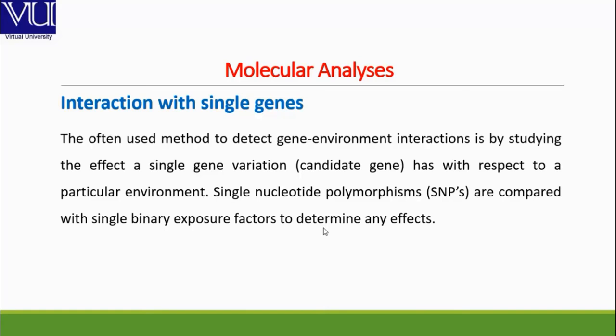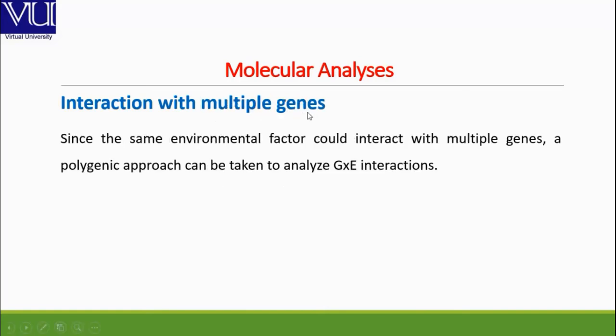The next is interaction with multiple genes. Since the same environment factors could interact with multiple genes, a polygenic approach can be taken to analyze GxE interaction. A polygenic score is generated using the alleles associated with a trait and their respective weights based on effects, and examined in combination with environmental exposure.